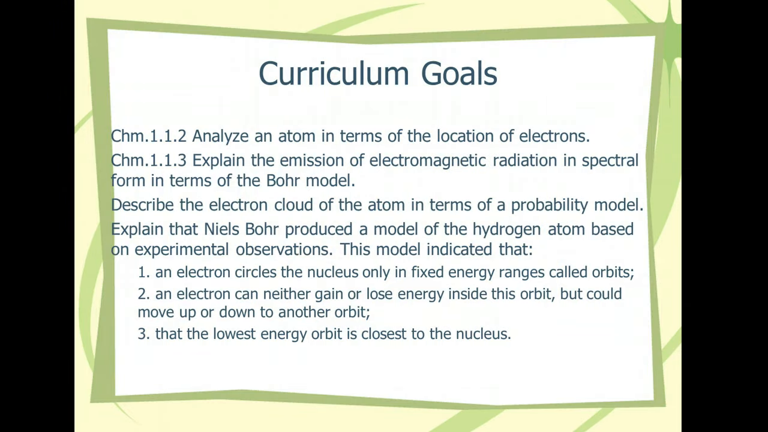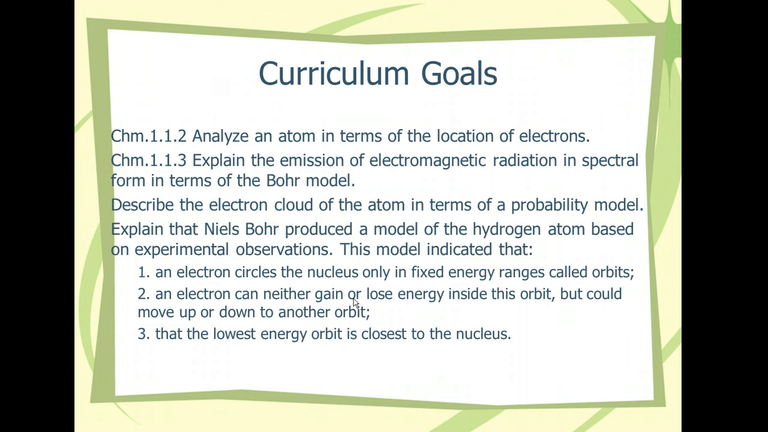So the curriculum goals, if you look at the North Carolina Standard Course of Study, are the essential standards. There's two goals that we're going to be covering. Analyze an atom in terms of location of electrons, which we're going to get into more and more specifically through this unit, and explain the emission of electromagnetic radiation in spectral form in terms of the Bohr model. Tonight we're just really going to focus on the Bohr model, and we're also going to talk about the quantum mechanical model.